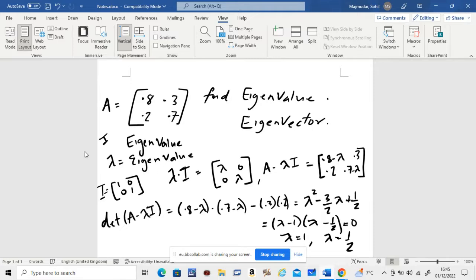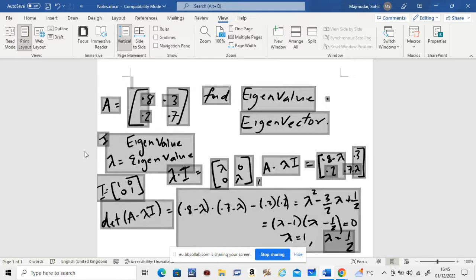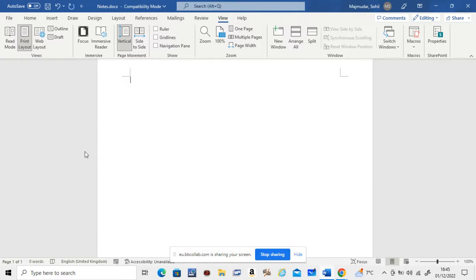Okay, so in step 1, we find the eigenvalue, and these are the steps. Even if it's a 3 by 3 matrix, you can do it the same way. Find lambda I, A minus lambda I, determinant of that, make it equal to 0 and solve for lambda. Okay, so this was finding the eigenvalue. Now in step 2, we'll find the eigenvector.